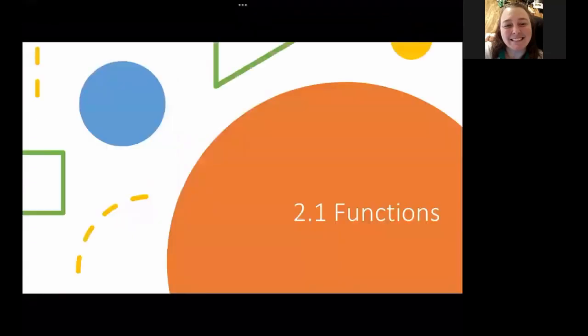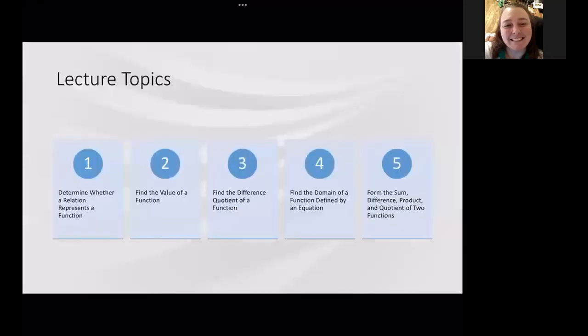So the first topic for this chapter is going to be functions. We're going to talk about all different types of functions and what to do with them. We're going to determine whether a relation represents a function. We're going to be able to find the value of a function, find the difference and the quotient of a function. We're going to look at the domain of a function defined by an equation. We're also going to figure out the sum, the difference, and the product of two different functions. So not just adding the answers together, but actually adding and manipulating the two functions.